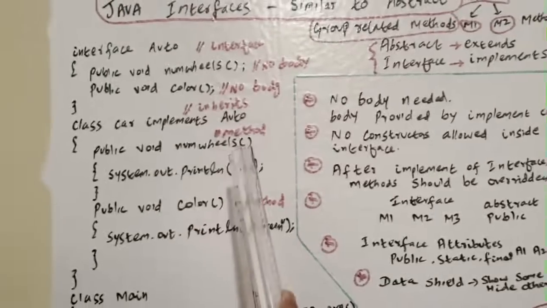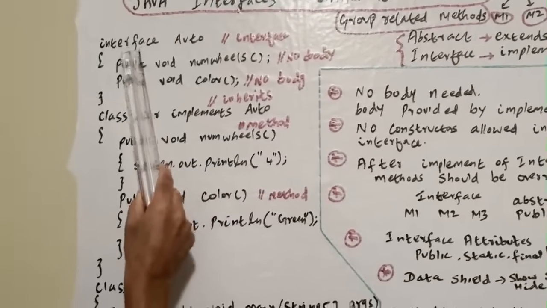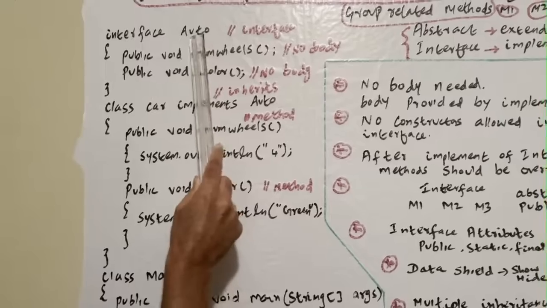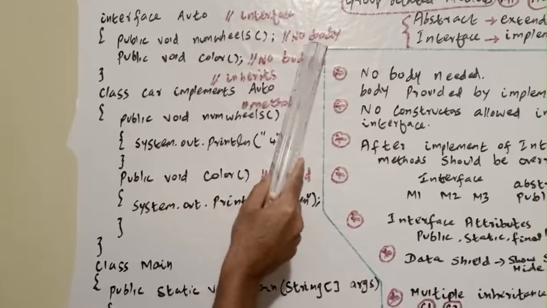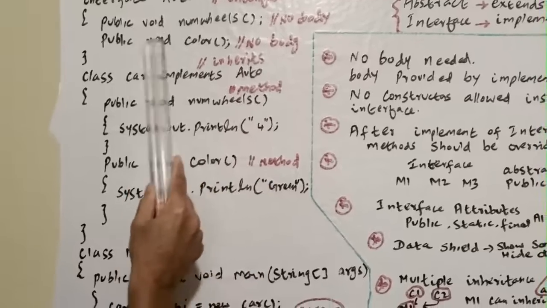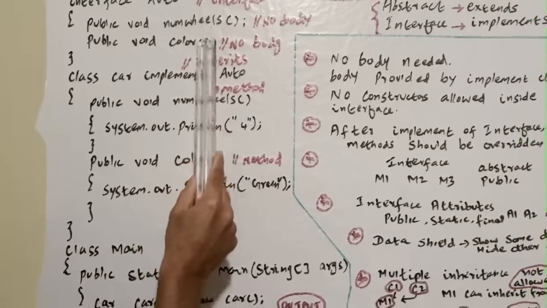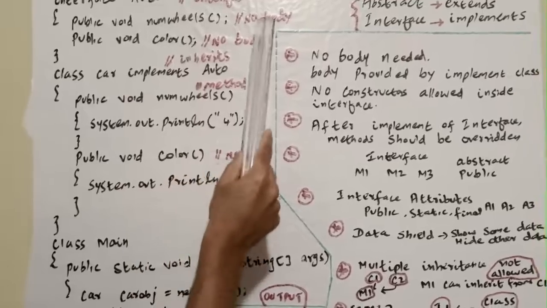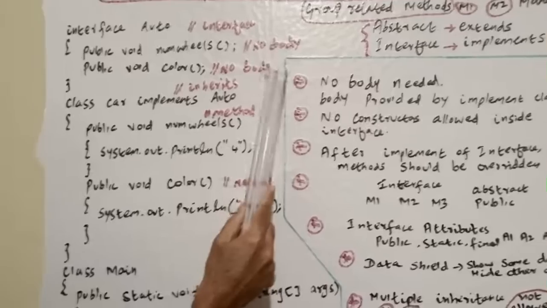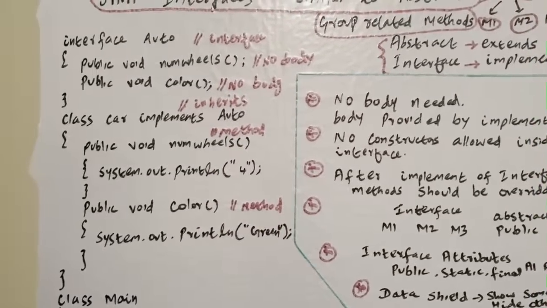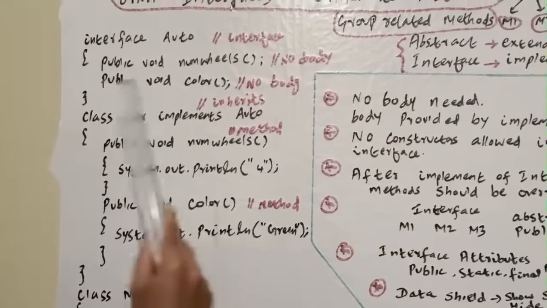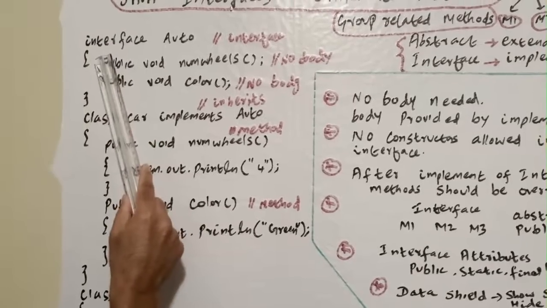Okay, let's see with an example. You define interface Auto, with public void numberOfWheels. This is a method. Public void color. These are two methods which have no body. That's the important thing about the interface: you don't need a body like in the abstract class. So that is one interface.